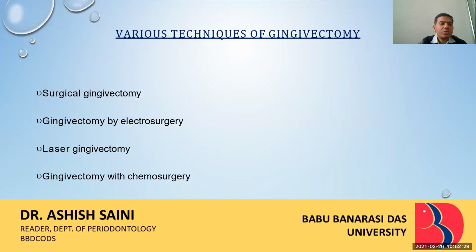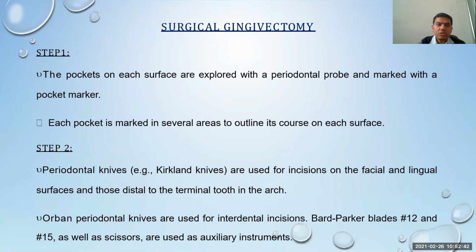That is the prime concern in the anterior segment. Gingivectomy can be done surgically, or by electrocautery, or by laser gingivectomy, or with chemosurgery also. Most common is the surgical gingivectomy.